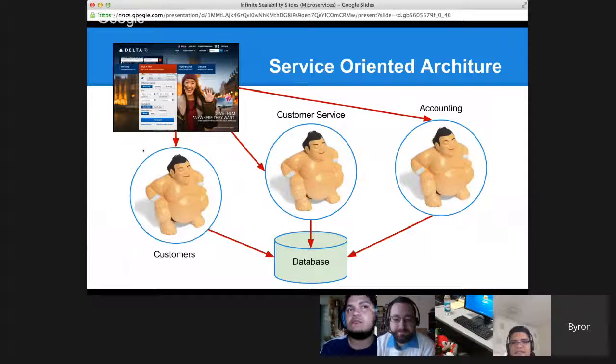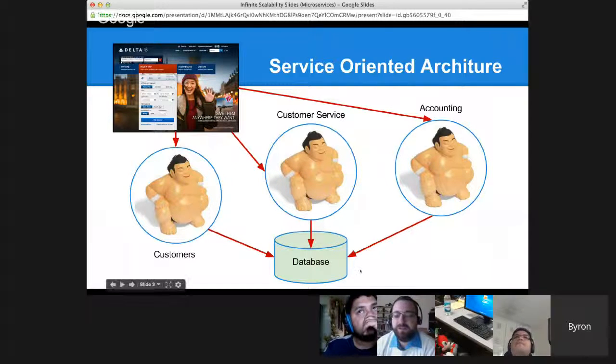Service-oriented architecture would say that you need to cut it up into smaller sumo wrestlers like this. Right. But even this, this is a customer monolith. This is a customer service monolith. This is an accounting monolith, and so you're slicing the system into pieces that are almost by role. That's the way a lot of teams will decide to slice their system, trying to do SOA.